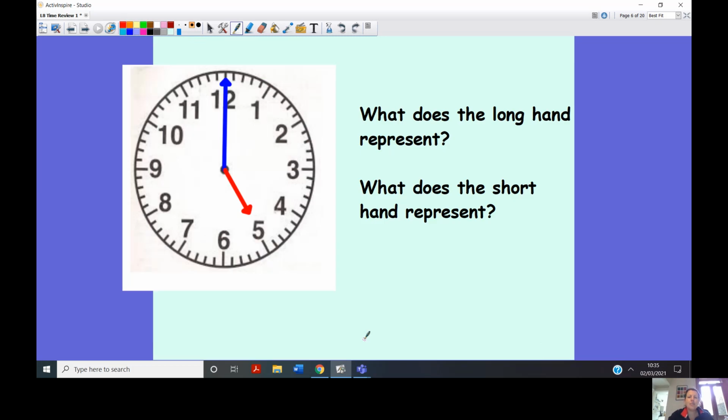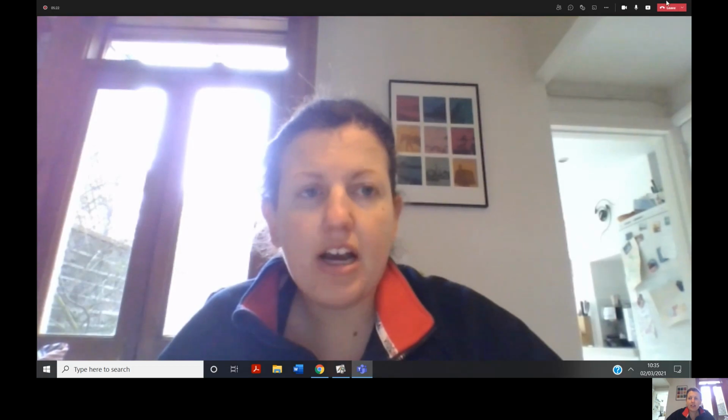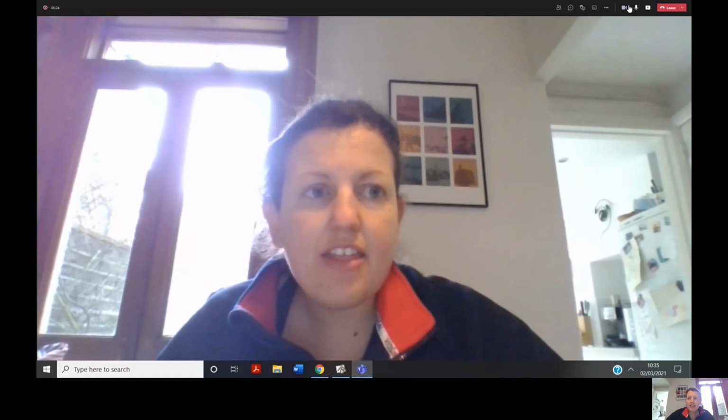What does the long hand represent? Just have a think and say it out loud. The long hand represents the minute hand. Very good. What does the short hand represent? It represents the hour hand. Fantastic. So I'm just going to stop sharing my screen, and then we are going to have a look at some examples on the visualizer.